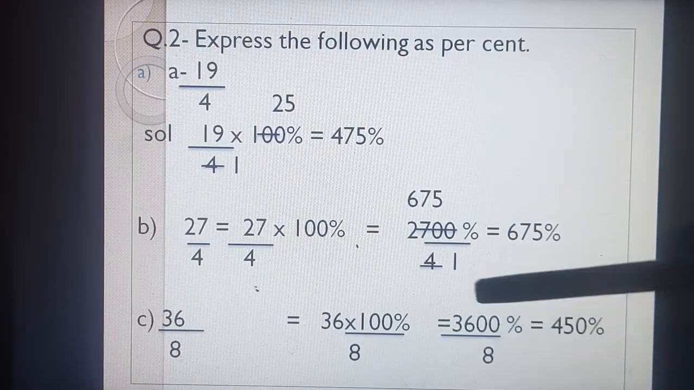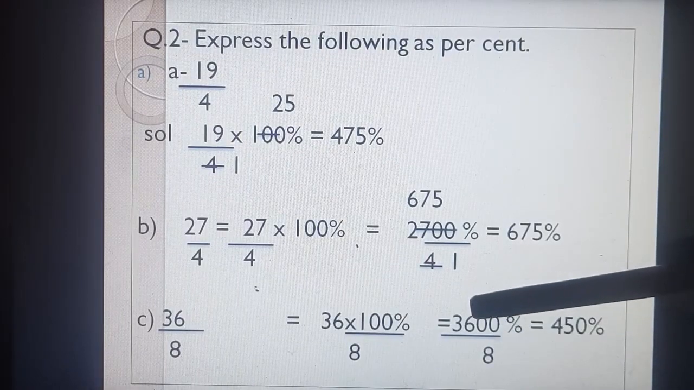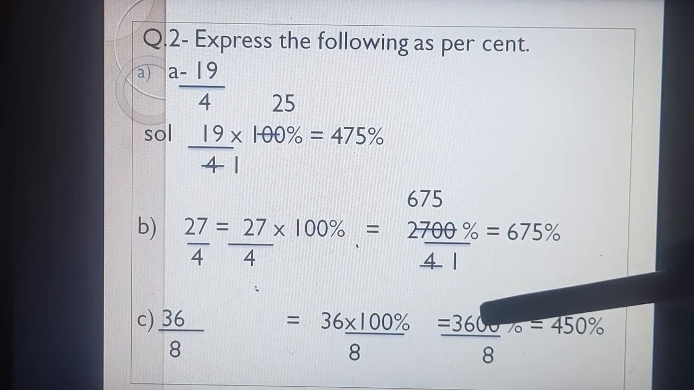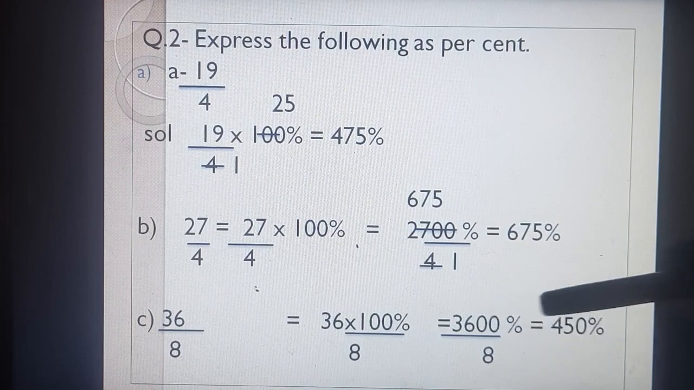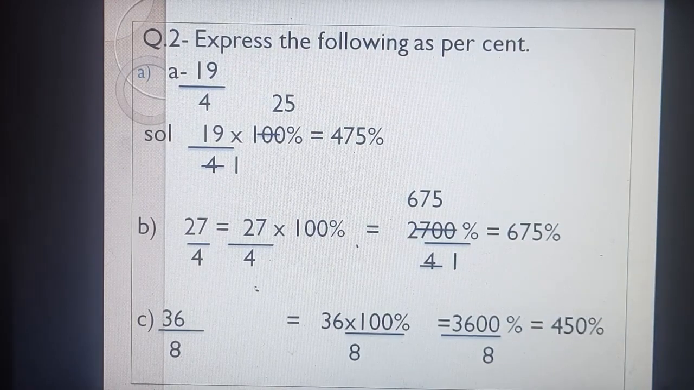8 ones are 8, 8 fours are 32. 36 minus 32, 4 will be left, 8 fives are 40, and then we will take the 0. It will become 450. So you can do either by cancellation or by division. You will get the same answer in both the cases.